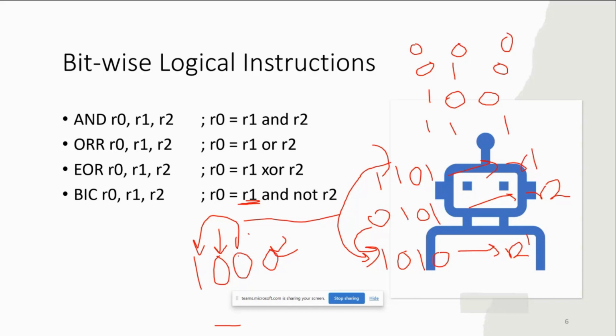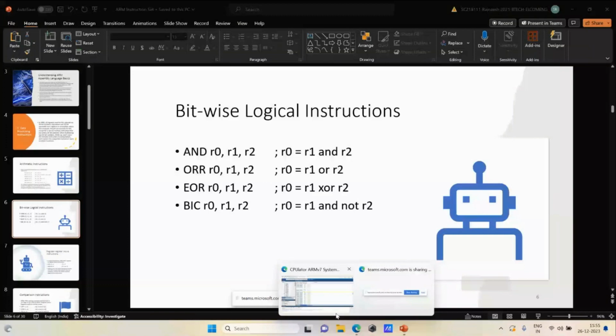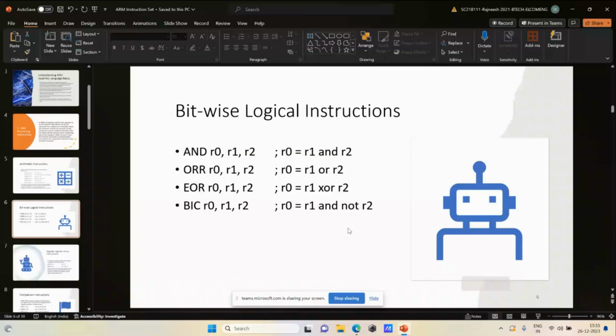So let us see the simulation of AND. What is BIC? Okay, let's see the simulation of AND, then I will explain BIC again. Wait, no, I'm asking the full form. Oh, BIC is bit clear. Okay, thank you. You understood how it is working, right? Yes, Bhaiya. Yes, BIC means bit clear.